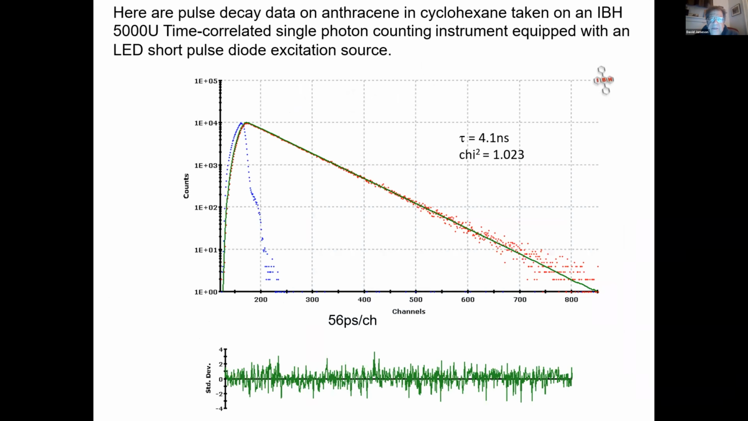And now I want to show you actual decay data for, in this case, anthracene in cyclohexane taken on a time-correlated single photon counting instrument. We'll talk about that method in a moment. Here, the pulse is a short pulse diode laser. And we can see this is the exciting pulse in blue, and the red dots are the actual data points as a function of channels or time.